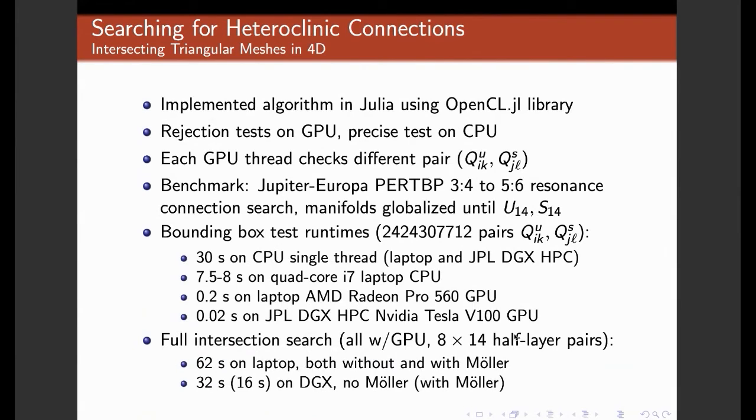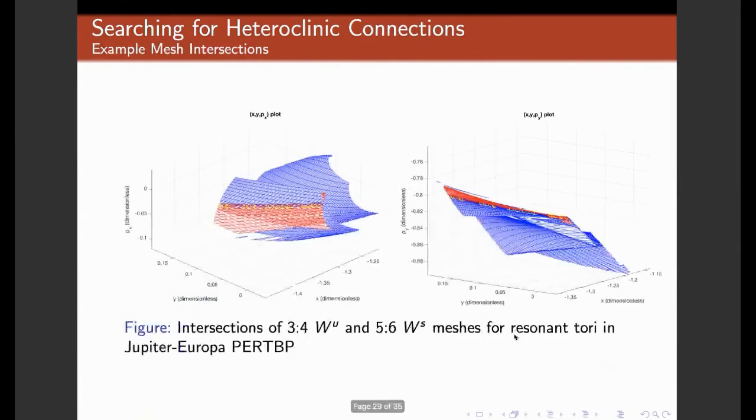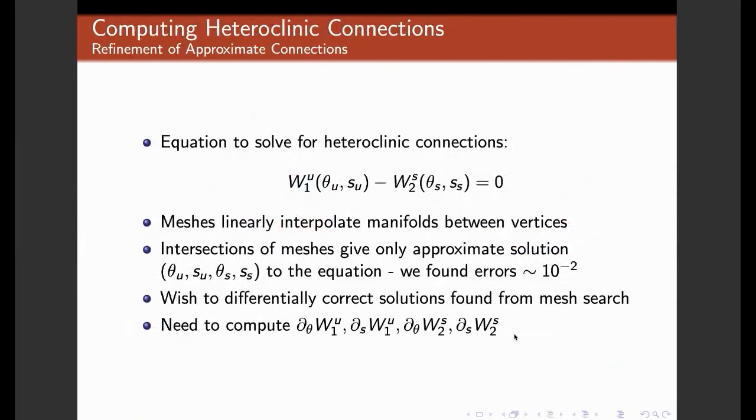And then the full intersection search, doing it on the GPU, runs very fast, both on a laptop and really, really fast on a high-performance computing platform. And this is just an example of several of these intersections found from the manifold mesh intersection search in the example we used. Finally, once we have approximate connections from the mesh search, this is the equation that we're trying to solve here for theta_u, s_u, theta_s, and s_s.